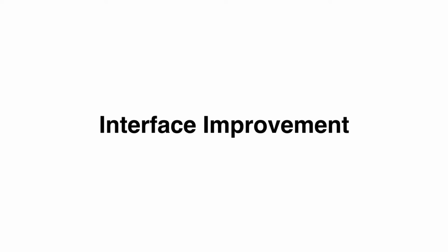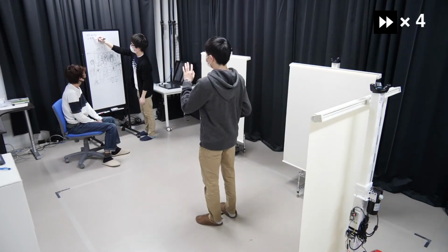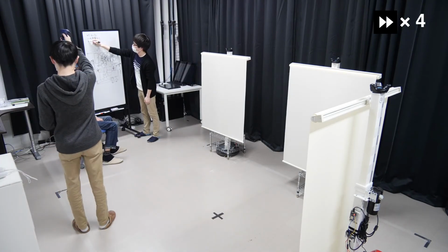Based on the study observations, we introduce 2 additional designs of the interface. First is a mobile visual monitor, where the users can see the partition's arrangement from each position. Second, we employ the partition specification method.